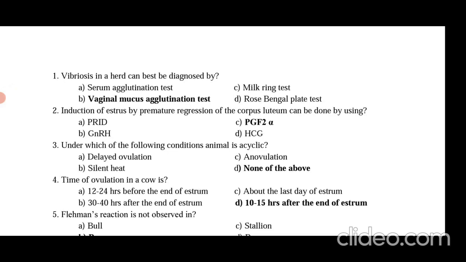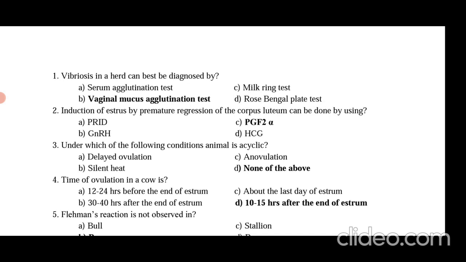Vibriosis in a herd can best be diagnosed by the vaginal mucus agglutination test. Induction of estrus by premature regression of the corpus luteum can be done by using prostaglandin F2 alpha, available as Cyclomate. Under which of the following conditions is the animal acyclic? None of these conditions are acyclic. They are all cyclic: delayed ovulation, silent heat, and anovulation.